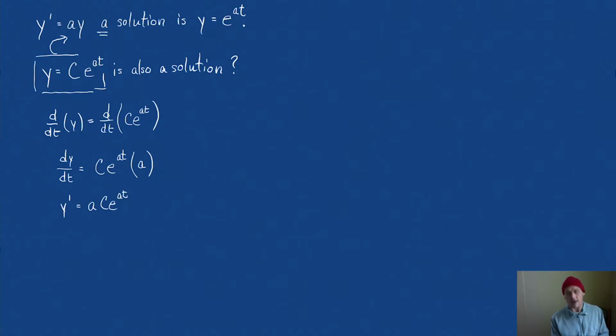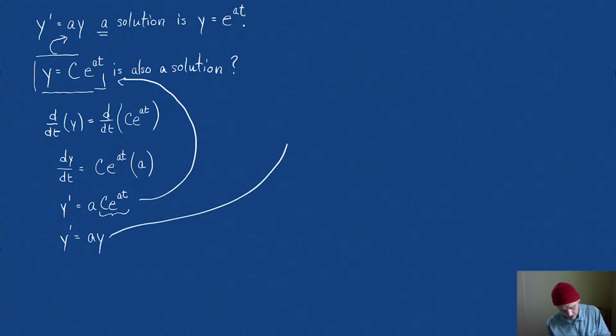Now, why did I do that? Well, the reason I did that is, look at this. C e to the at, well, that was y. That was right there. So I can write this as y prime equals a times y. Oh, but look at that. That is what we had to show.